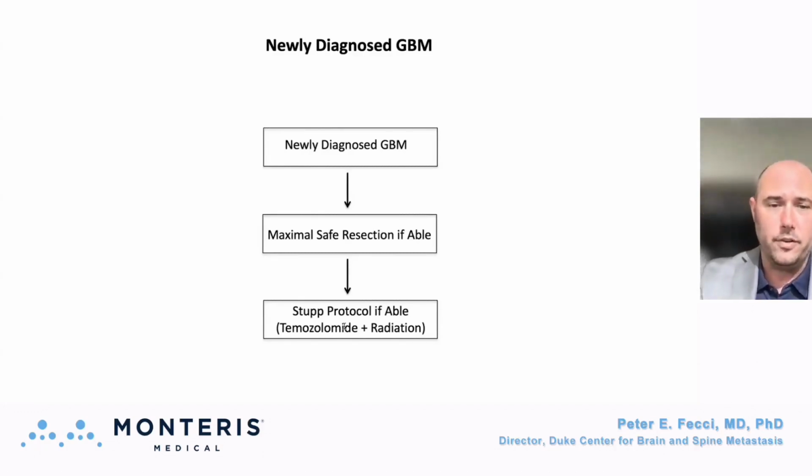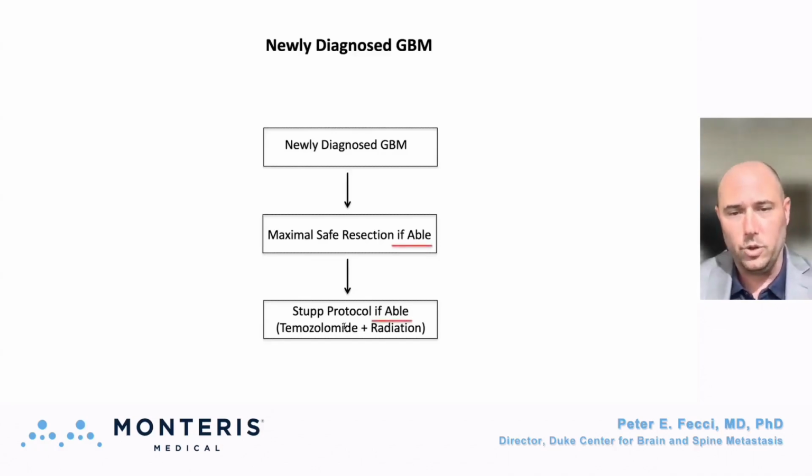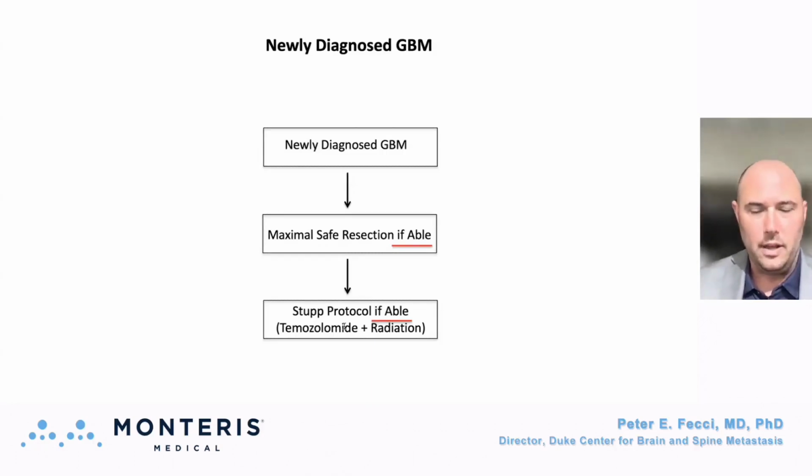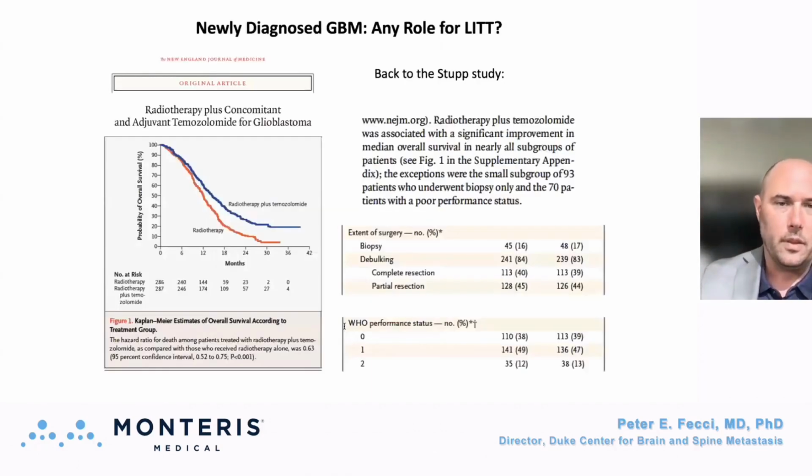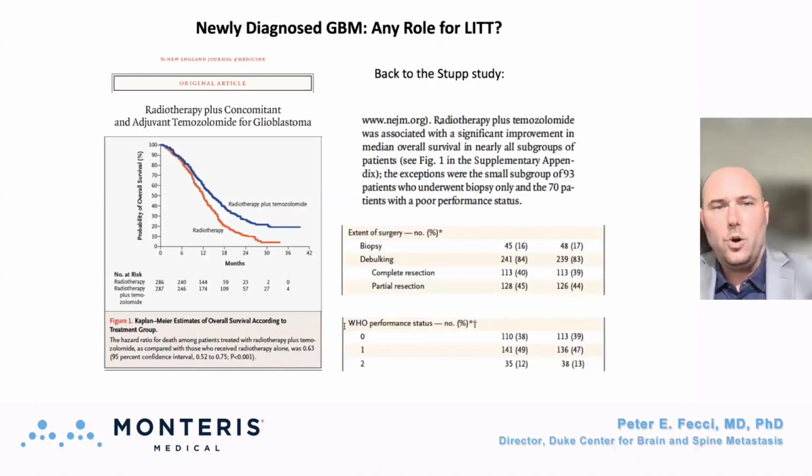Maximal safe resection if able, and the Stupp protocol if able, which of course is a combination of temozolomide and radiation. But the key thing here is "if able," and there are plenty of folks that you just can't do this full regimen of resection and Stupp, and you are going to need some way to provide those patients cytoreduction that's effective and permits subsequent therapy. And I think that goal of cytoreduction is also important to discuss.